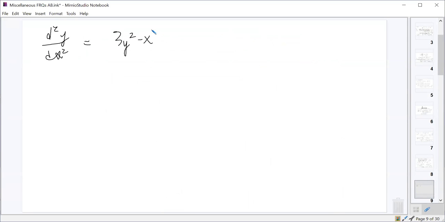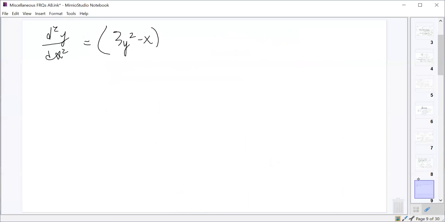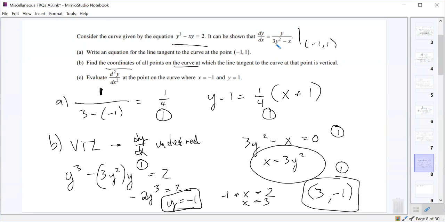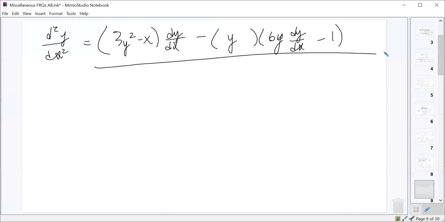So it will become 3y squared minus x. And then in our numerator, we had y, so that'll just become dy dx. And then minus, we have a y, and then a derivative of the 3y squared minus x, which will be 6y dy dx minus 1. And then that's all over that denominator, which was 3y squared minus x squared. Everybody good with the setup there?